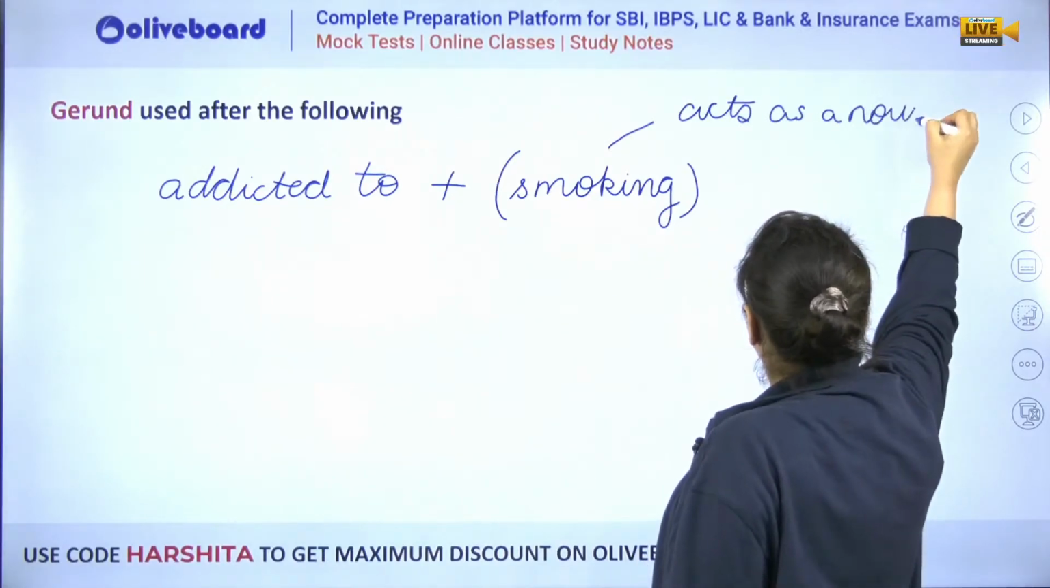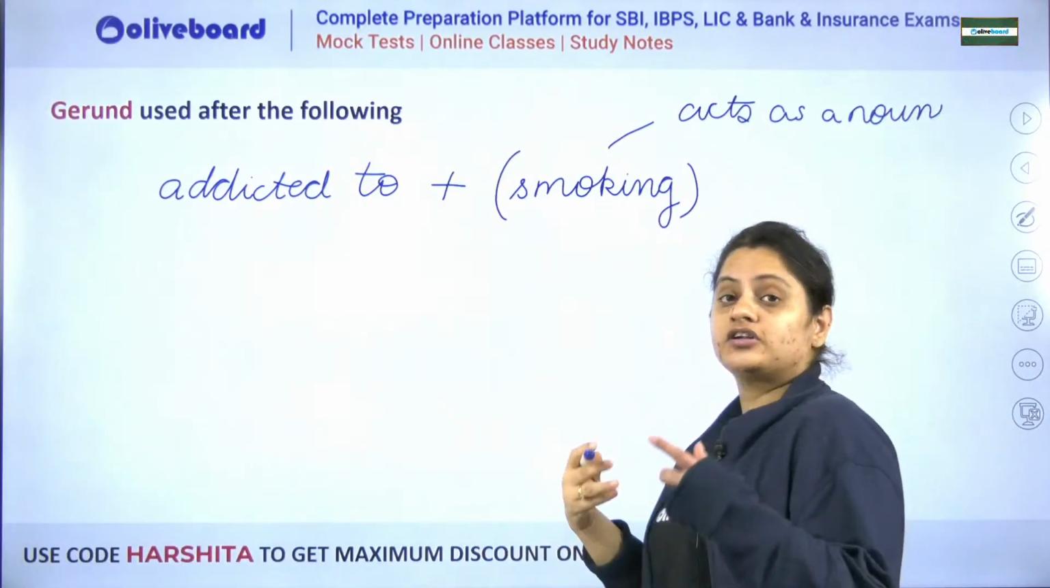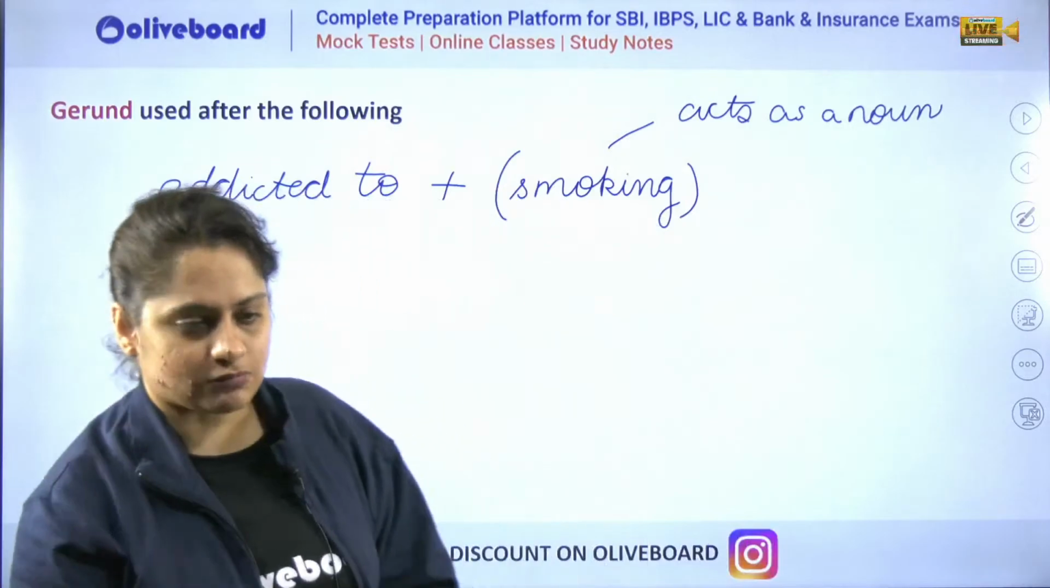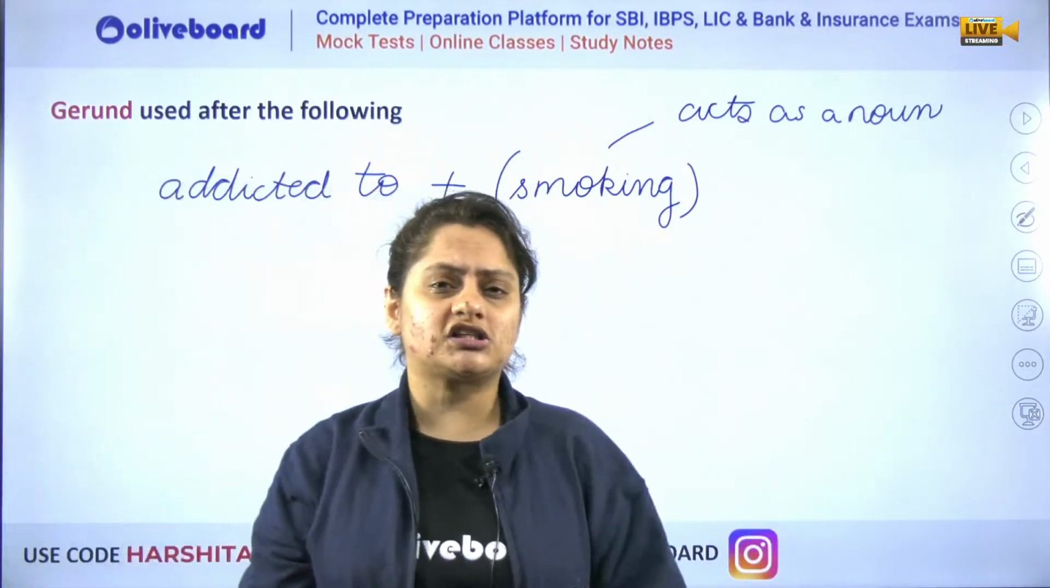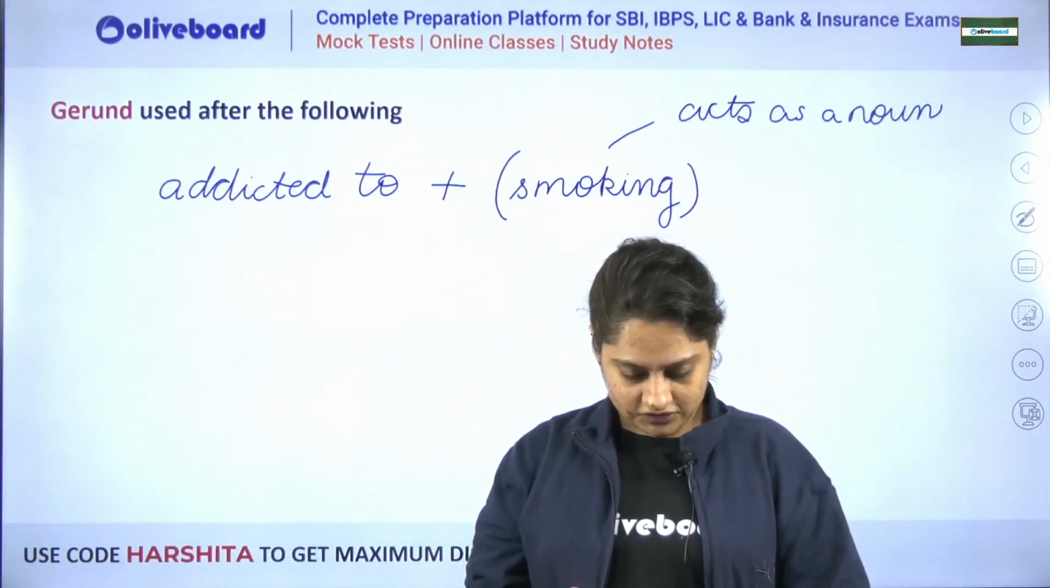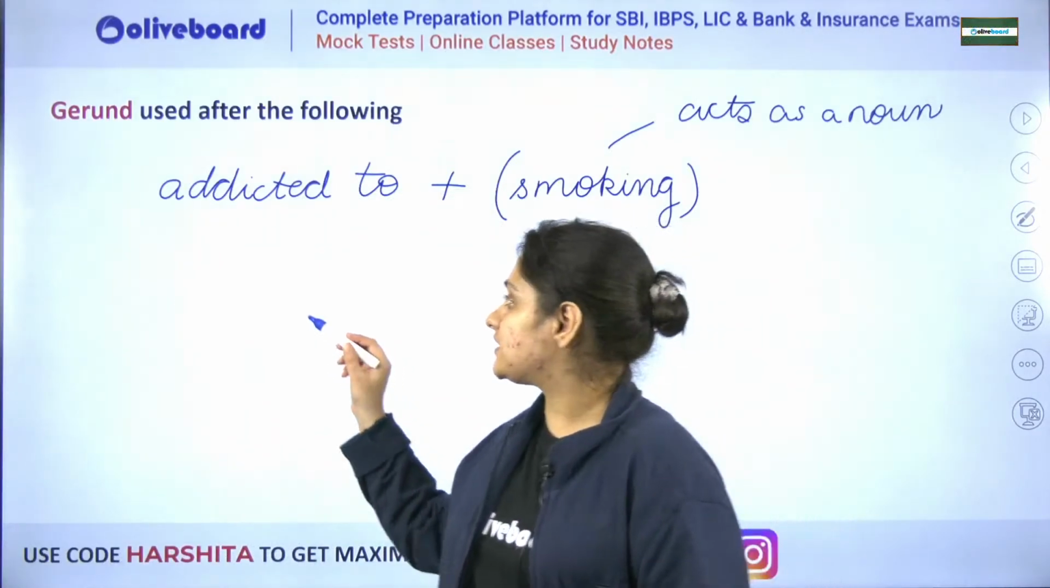Any verb ing word which is acting as a noun, where you're giving the name of an activity, is called a gerund. Okay, quickly tell me the list. You should know this list, as many times in your questions you will find it. Quickly, if you can tell me the list: after addicted to ing, what else is there?